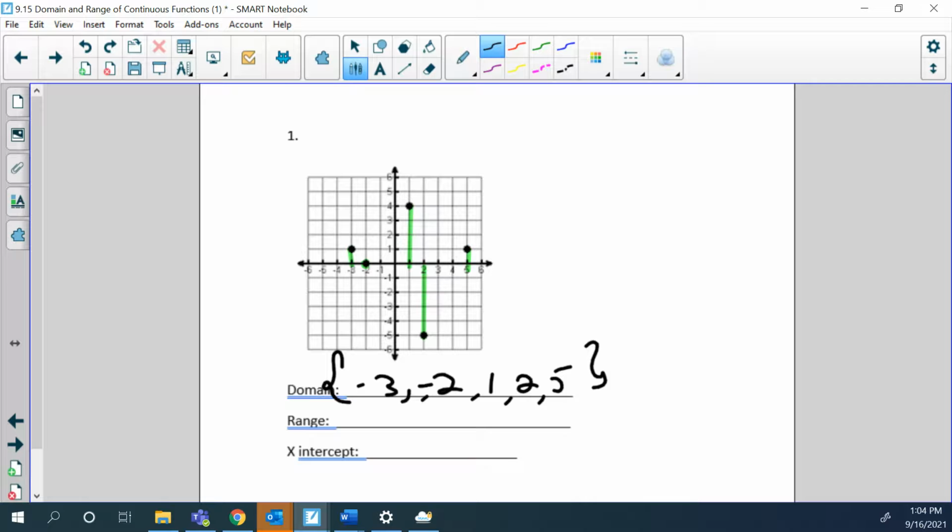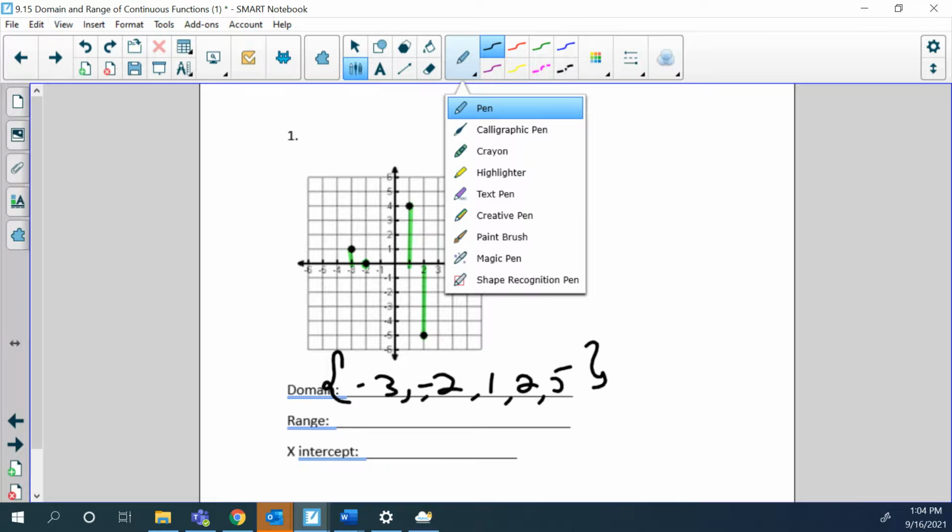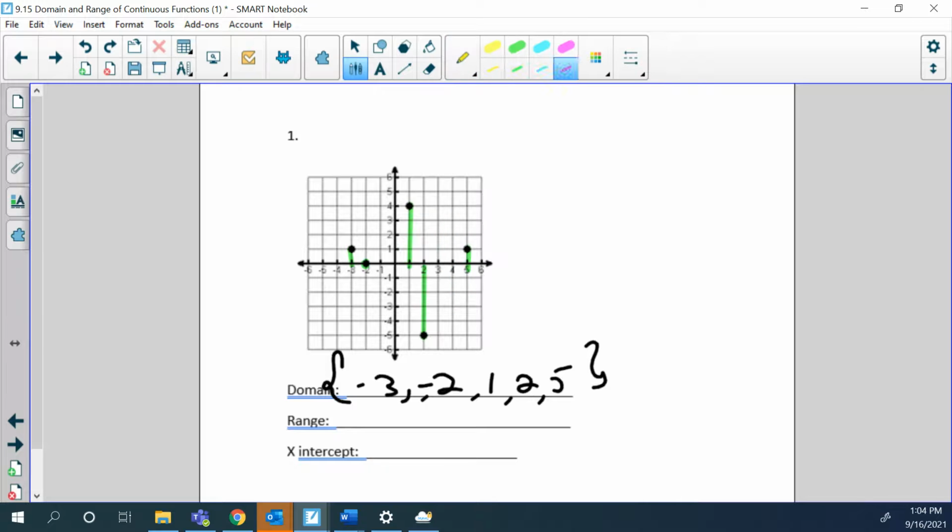And for my range now, I'm going to start at the lowest point. The lowest point is this one, and the y value now is -5. I always go to the y-axis when I'm trying to find a range. The next point up is this one here, and that is 0. This one here, the y value is 1, and also for this one, the y value is 1. So I have two ones, and this one is 4.